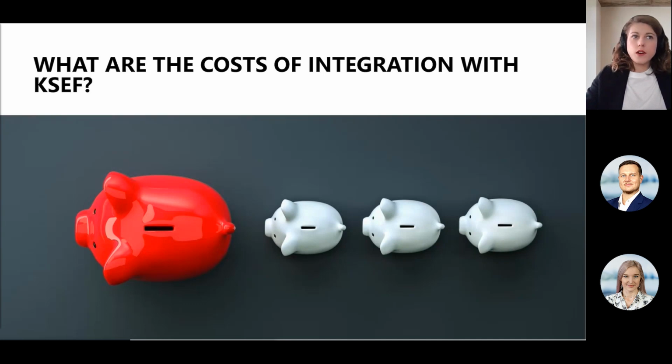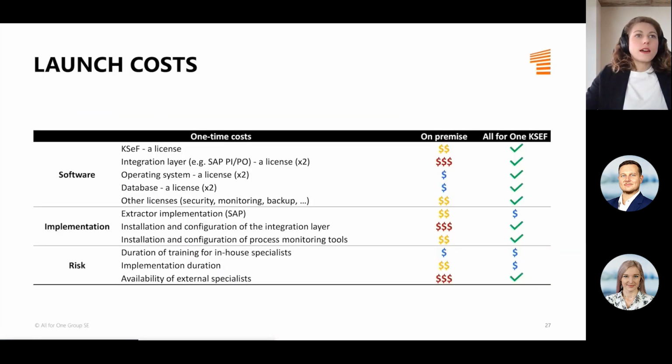For an on-premise solution, we need to take into account the cost of the software, the cost of implementation itself, and the business risk. Also note that many of these costs should be multiplied twice if you plan to launch only test and production environments, or even three times in case you also require a development environment.